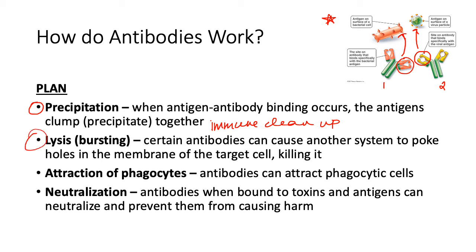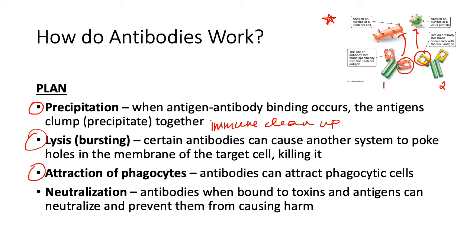Another way in which antibodies work is through lysis or bursting. So we saw lysis when we talked about osmosis. Remember, this is when cells literally pop. Some antibodies can actually poke holes in the membrane of a target cell and kill it that way. So if you have holes, you've just disrupted the membrane. That's going to drastically affect what moves across that membrane, and that's going to kill whatever is infecting you.